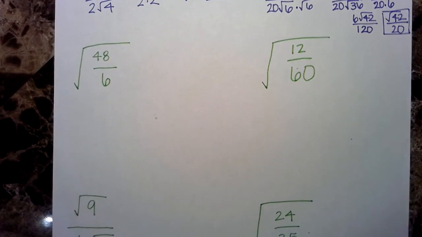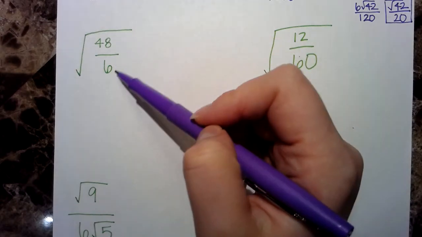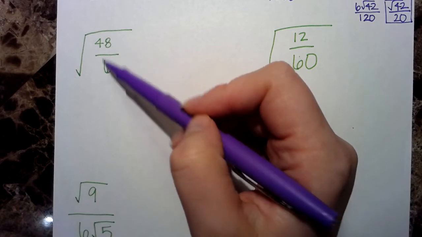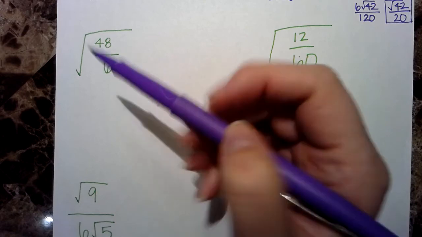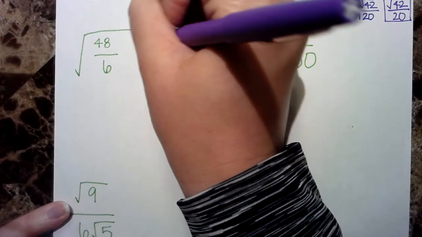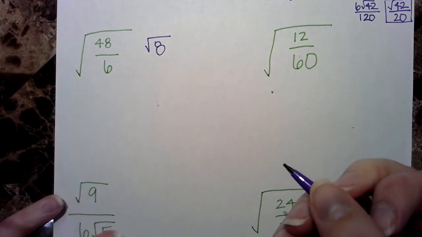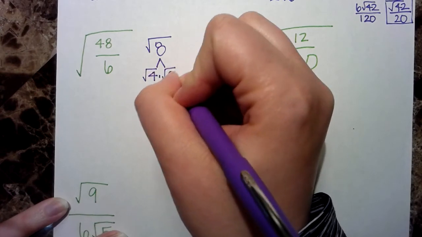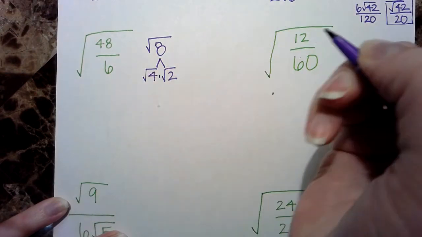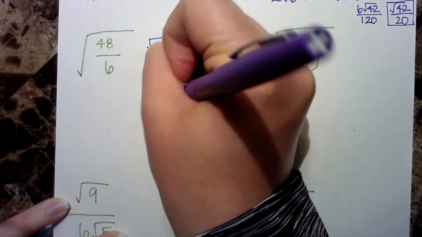My next example is the square root of 48 divided by 6. My first thing that I have to see is if I can simplify the inside. So does 48 and 6, do they have anything in common? It's basically saying 48 divided by 6. That becomes 8. So I'm left with the square root of 8. I have to ask myself if I can simplify the square root of 8, and I can. So I can take the square root of 4 times the square root of 2. This is the greatest perfect square value I can take out. So my final answer is actually going to be 2 square root 2.